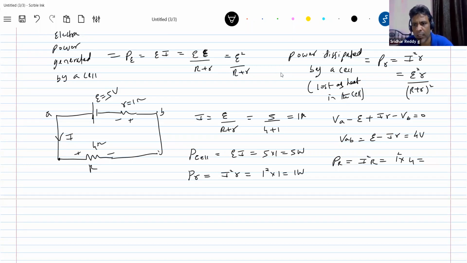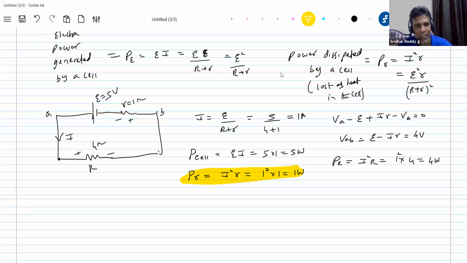Now I think things are very clear in front of you. Tell me, this is something lost, no? Inside the cell itself, this much 5 watt it will generate, of which 1 watt will be taken by the cell itself. How much is made available? 4 watt. So tell me, what do you expect the internal resistance should be, more or less, to improve the efficiency of the cell? Internal resistance should be as less as possible.